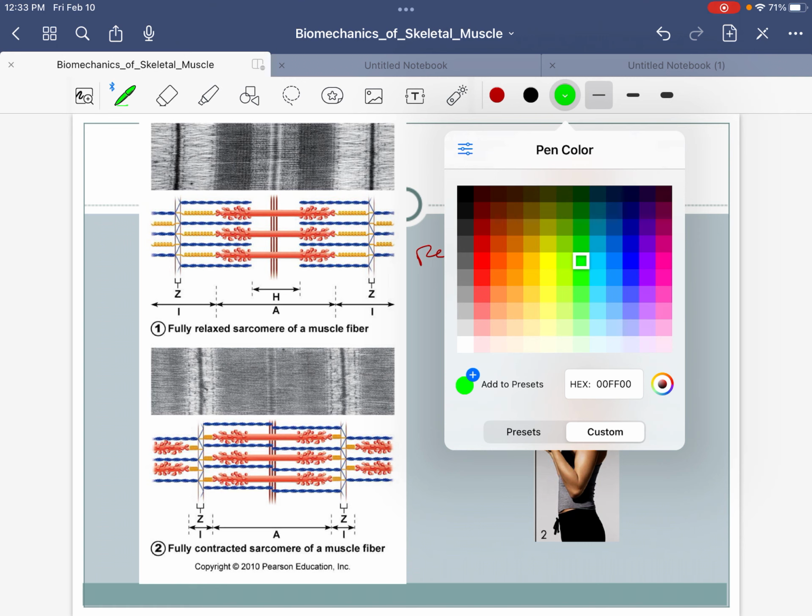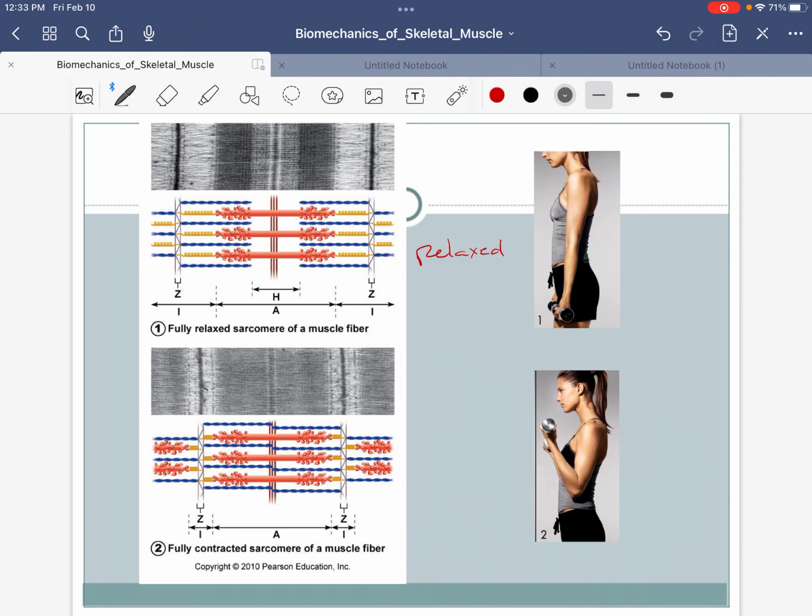What color should I use? I'm so indecisive all of a sudden.